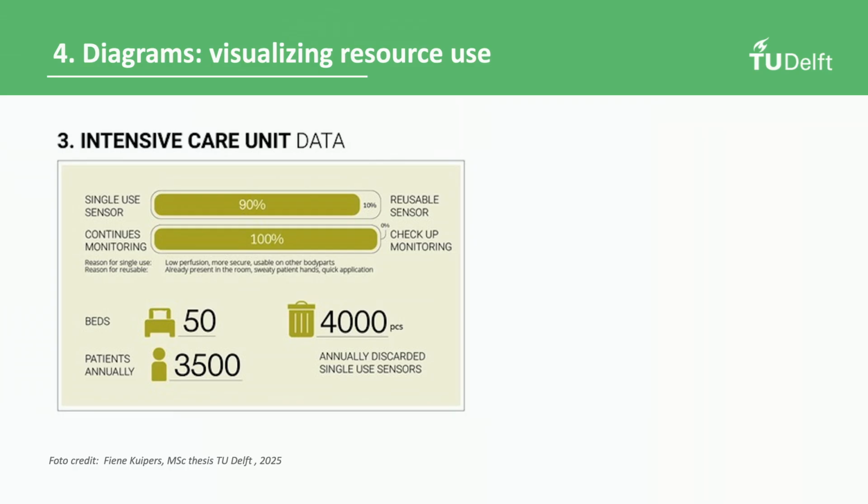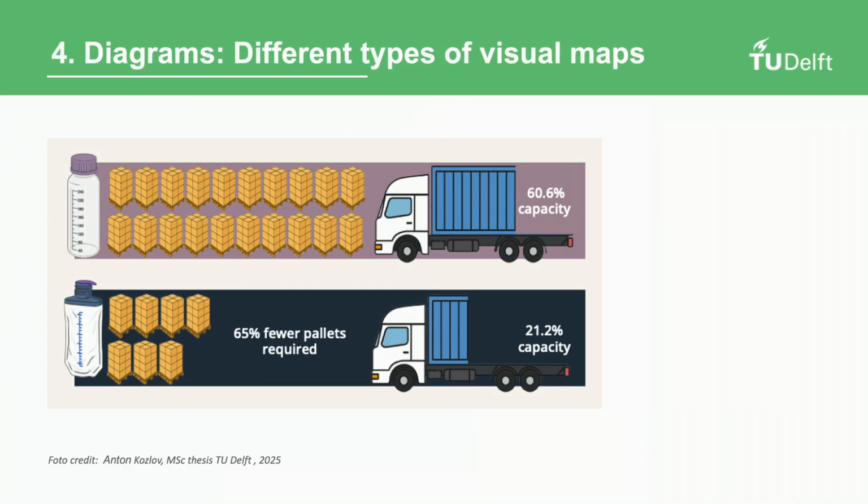For example, by visualizing the resources used, visually comparing categories, or just simply placing different variables together in one overview. These visual diagrams can become powerful tools for communication to show current and potential impact.